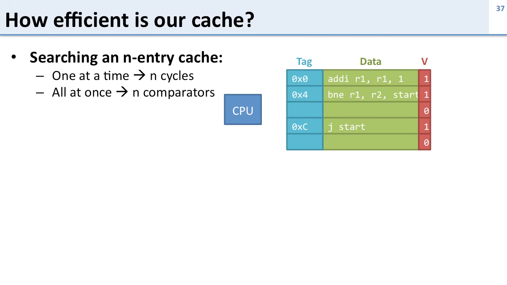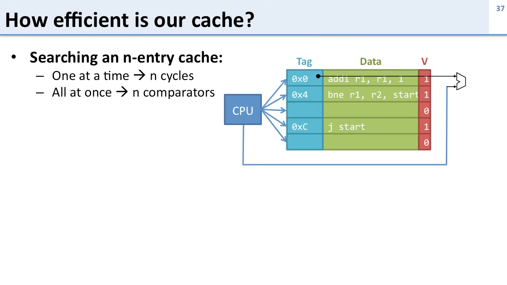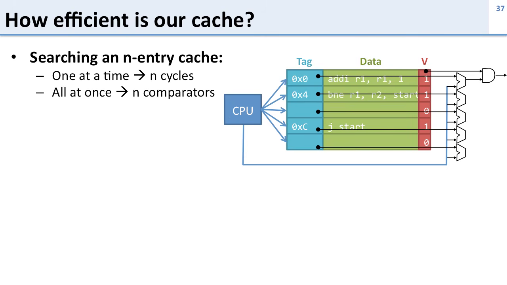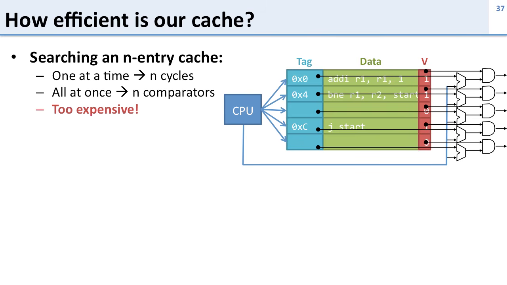So if we want to search them all at once, what do we need to do? Well, we need the address, so we can compare the tag. Then for each entry, we need a comparator to compare the tag with the address, and an AND gate to see if the valid bit is set. We have to do this for every entry in the cache, so we need a lot of comparators and a lot of AND gates. This is too expensive. If we have a 100-entry cache, we can't build 100 comparators to search the whole thing at once.